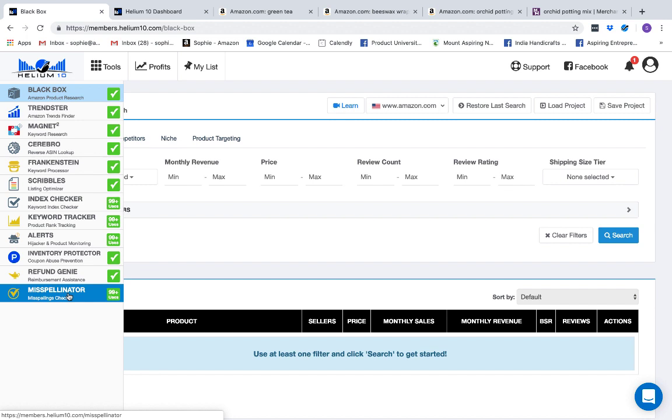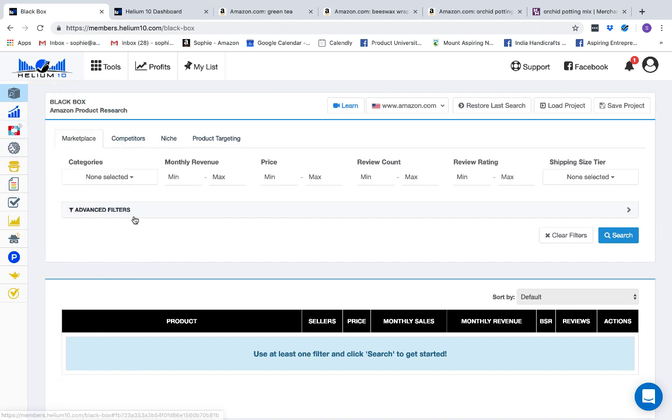And then Misspellinator is just a funny little tool that catches all the times that customers type in a search term but misspell it. They redirect those typos or misspelt search terms back to your product that they were actually looking for. So the main ones that really matter are being able to do good product research on what's selling and really understanding which keywords are relevant for your products.